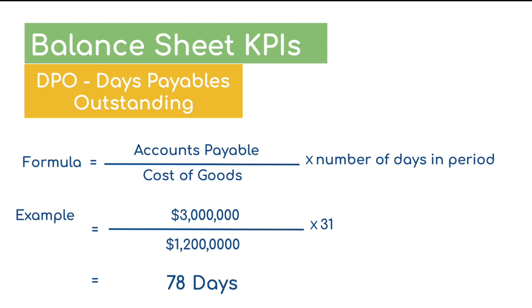And you want that number of days to be higher than your DSO so that you're collecting your cash faster and paying your vendor a little bit slower.